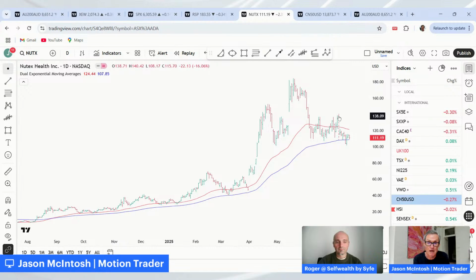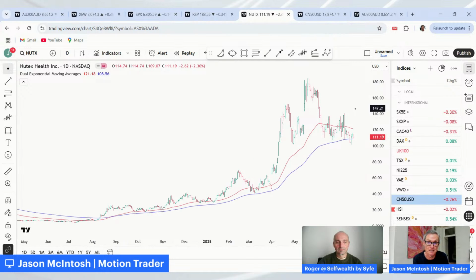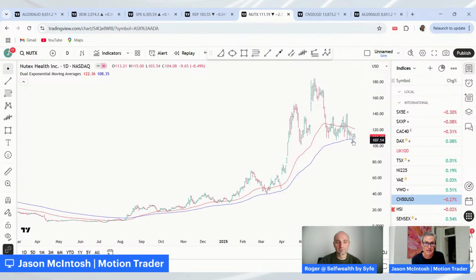It probably needs to break out above the July high, just get some momentum back in the stock, and then look at it, see if it's presenting well. At this point, I don't think there's a hurry to get involved.